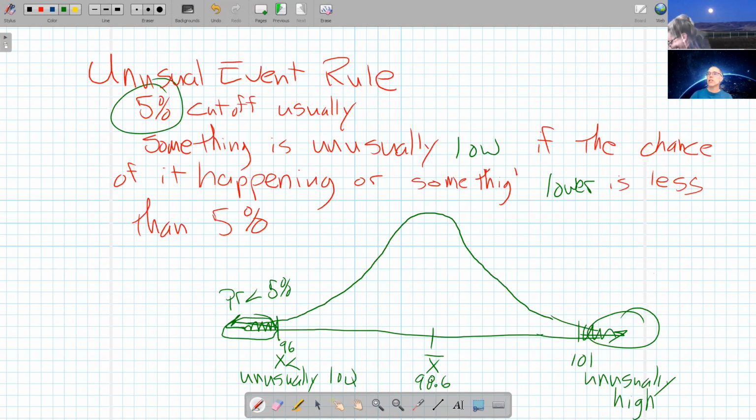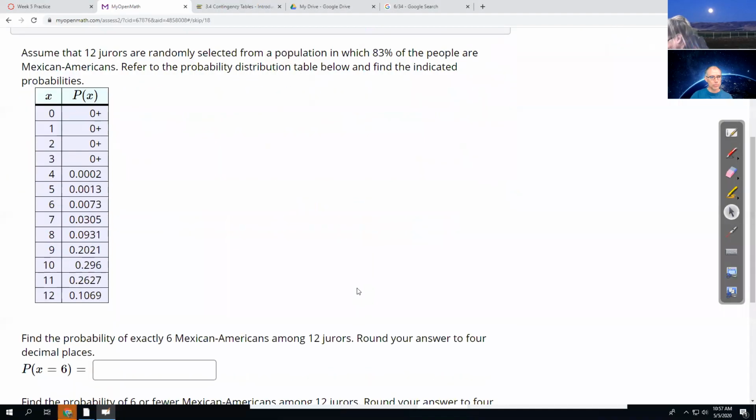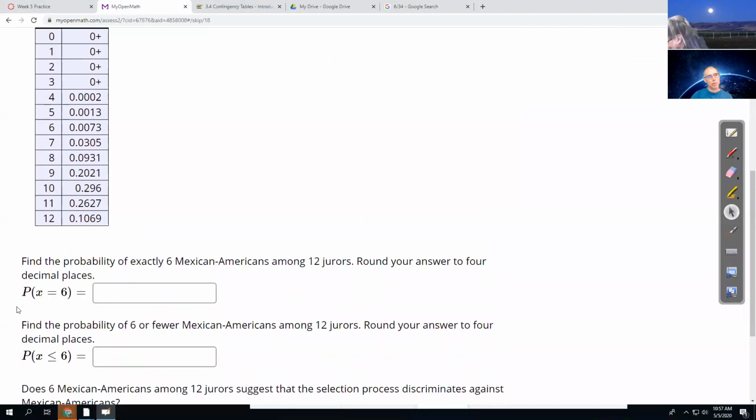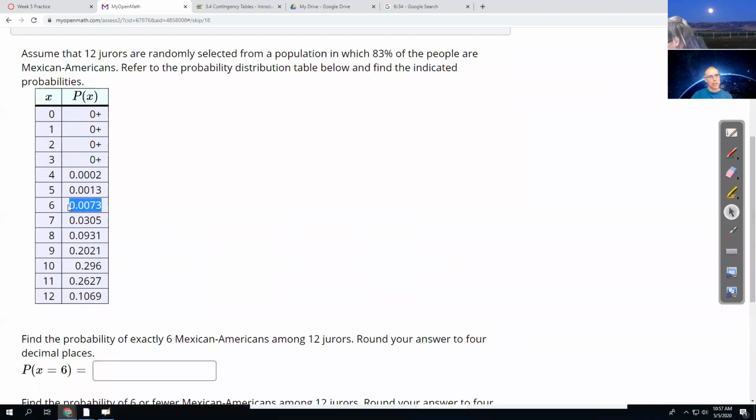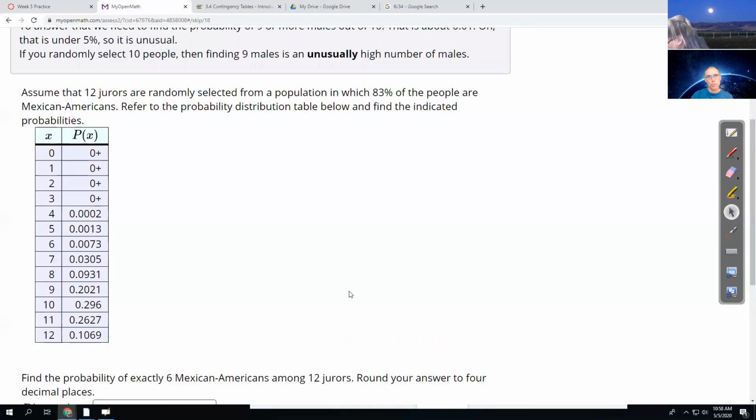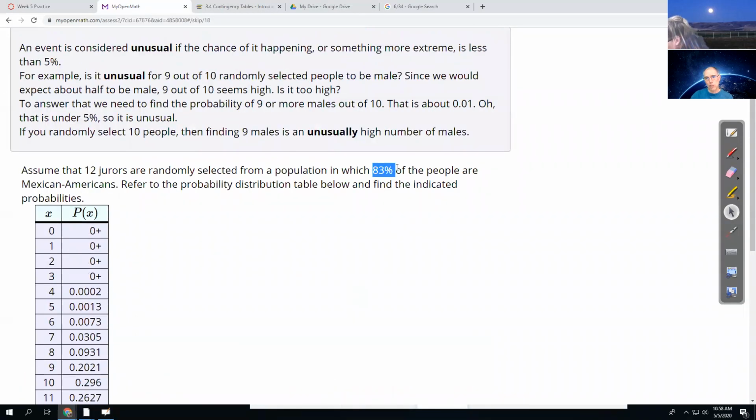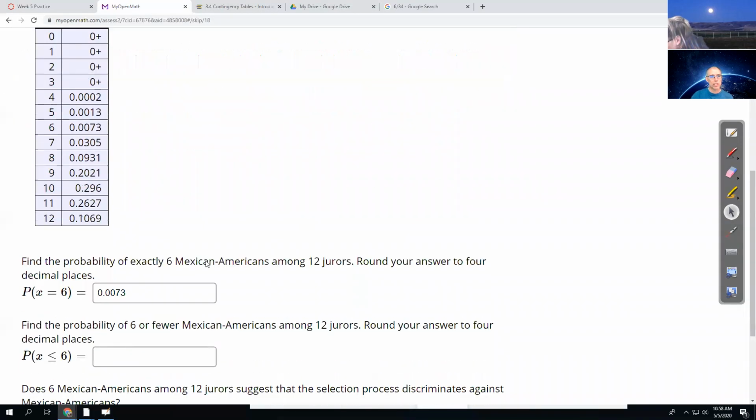All right, so back to this problem here. That's the long story. What's the probability of there being exactly 6 out of 12 jurors? That would just be this 0.0073 there. Notice there's nothing about a percent here, so I'm just typing the decimals as I see them. So there's less than a 1% chance of finding 6 out of 12 jurors being Mexican American when the population has 83%, if we're randomly selecting. And the random selection is important.